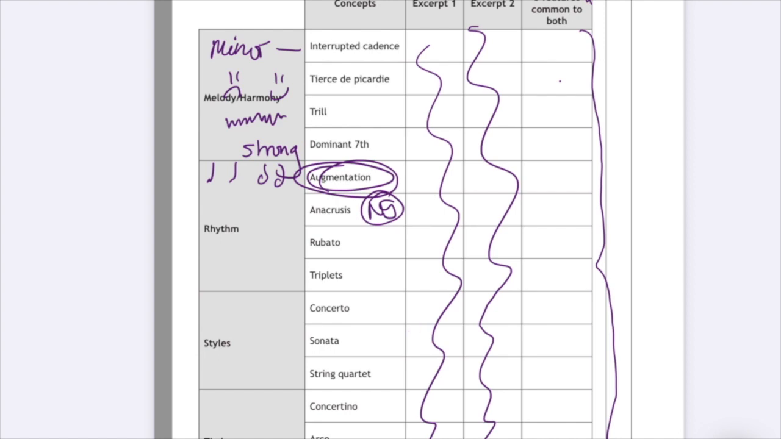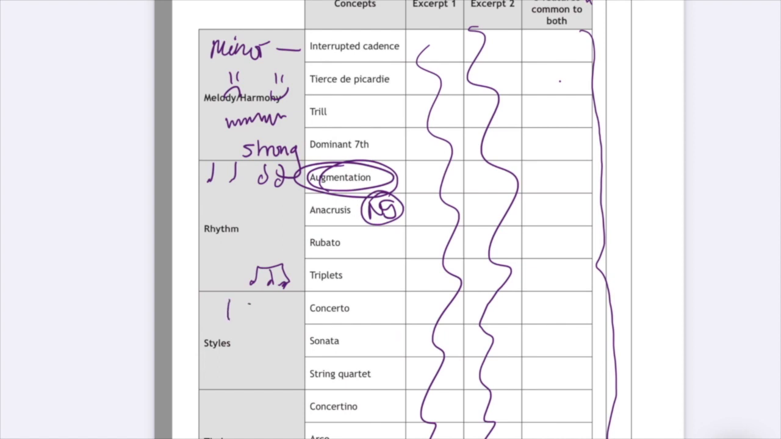Rubato, we've just had either speeding up and slowing down, a lot of movement and tempo throughout the piece. Triplets, when we've got things grouped in threes and we can say things like Jennifer or strawberry or elephant along with the piece of music to fit that rhythm.